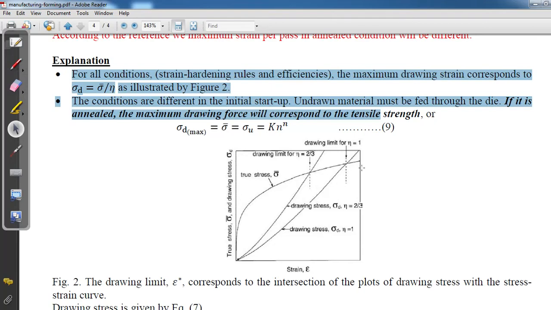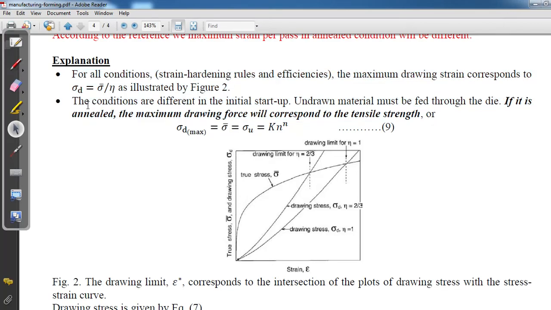This graph is true stress, and this drawing stress graph will be like this. The intersection point will be the limiting point. So you see the maximum strain you will be getting when n equal to that efficiency term equal to 1, and others will be smaller. So this is for all other conditions. But now just read out this line.